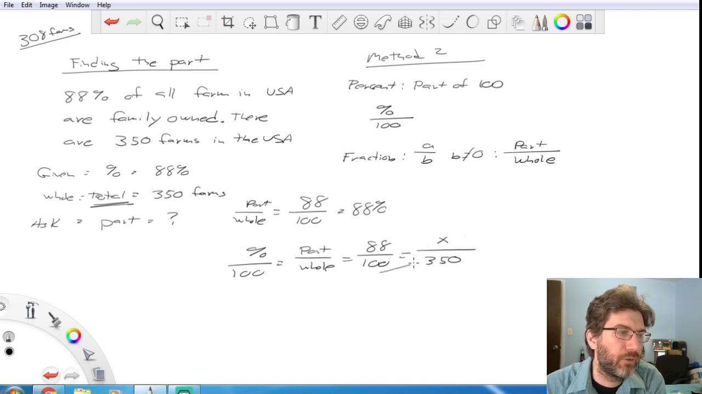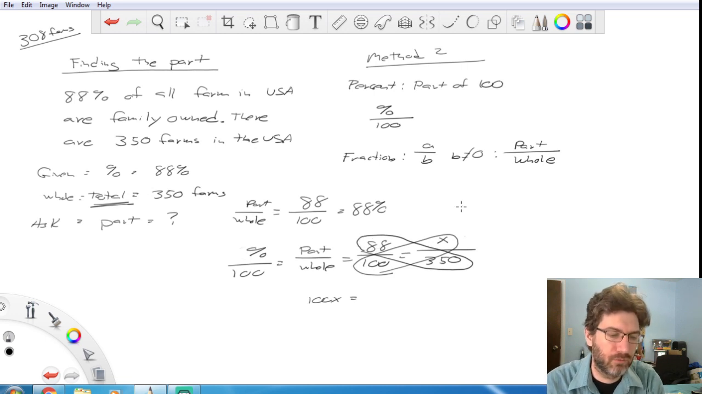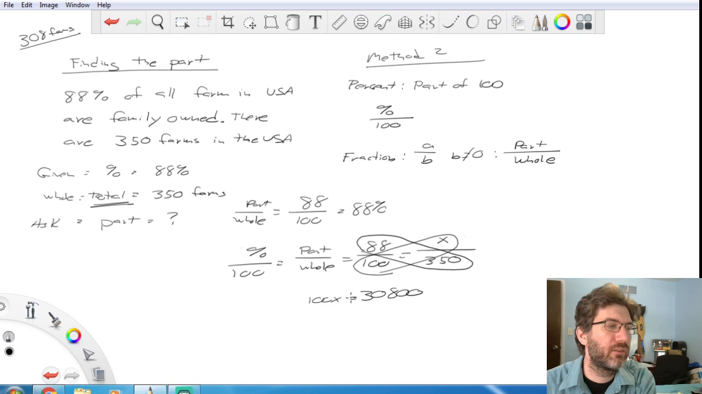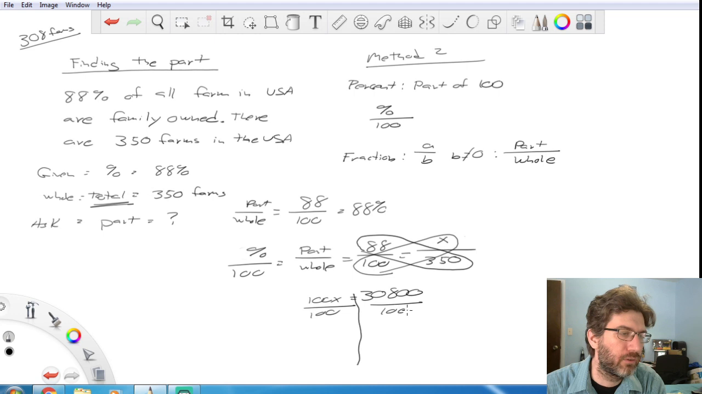And you can just solve by using a proportion, by cross multiplying. 100 times x gives you 100x. 88 times 350 is a big number. It gives you 30800. And then you solve for x by dividing each side by 100, which is just going to knock off 2 zeros. So x equals 308, which is what we got last time too. We just did it a different way.